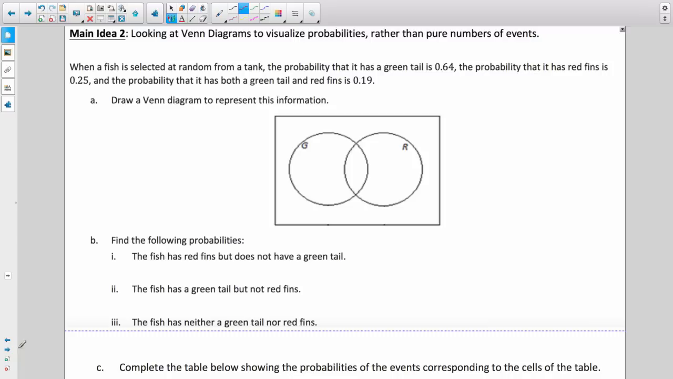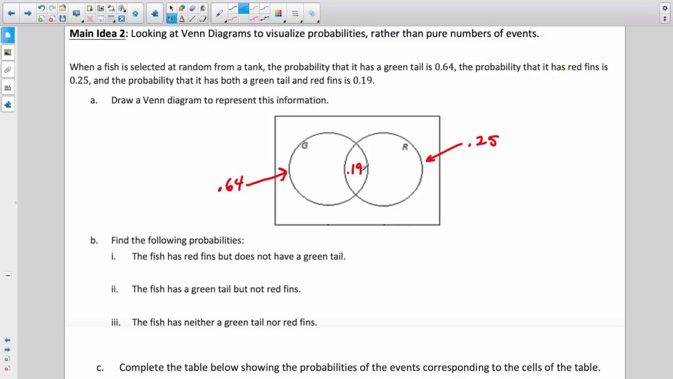When a fish is selected at random from a tank, the probability that it has a green tail is 0.64, or 64%. So I'm just going to put an arrow over here and say that you're 64%. The red fin would be 25%. And the probability that they are both green-tailed and red-finned is 0.19.